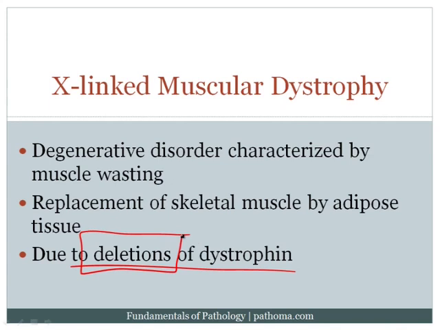The second point that you have to know is that mutations are often spontaneous in this gene. Now, the reason this happens is because this gene is the largest gene in the human genome. And so therefore, because of its large size, there's an increased risk for spontaneous mutations.